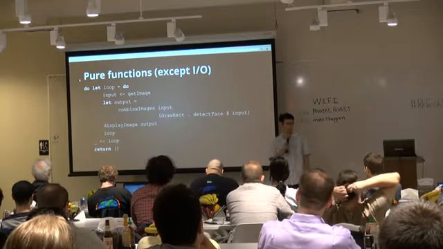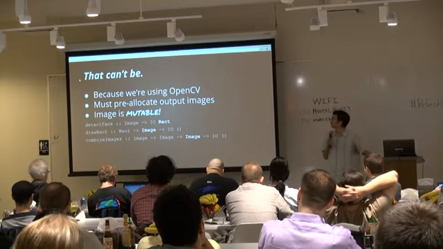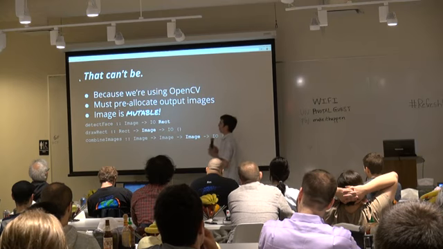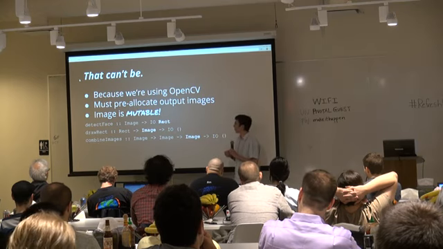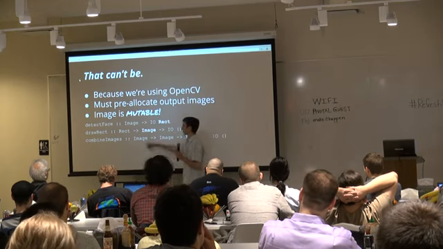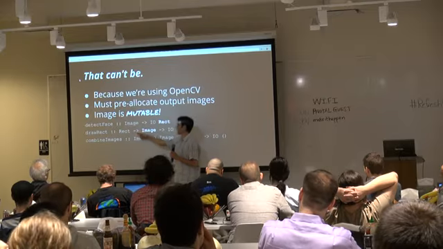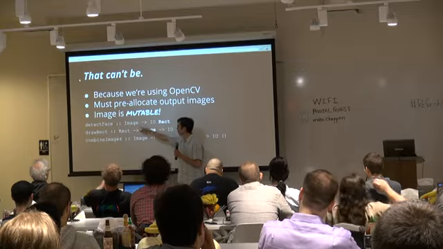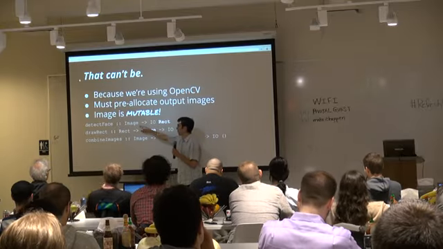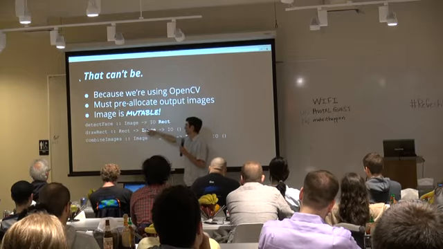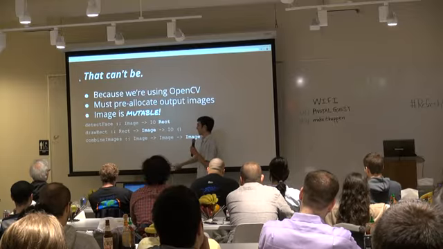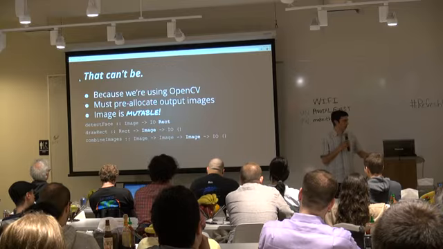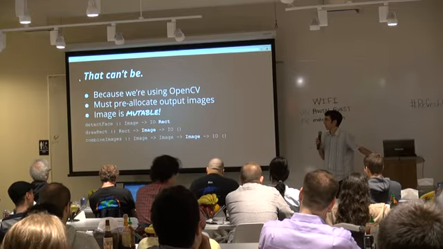But as we said before, that can't be, because we're using OpenCV. We did not pre-allocate our output. And image, as we said, is mutable. And this is really how our function would look like if we were using OpenCV. We would have to do, even the face detection, which is inside OpenCV, we would have to use I/O for that, and that kind of stinks. So, what's a better way for us to wrap this interface?